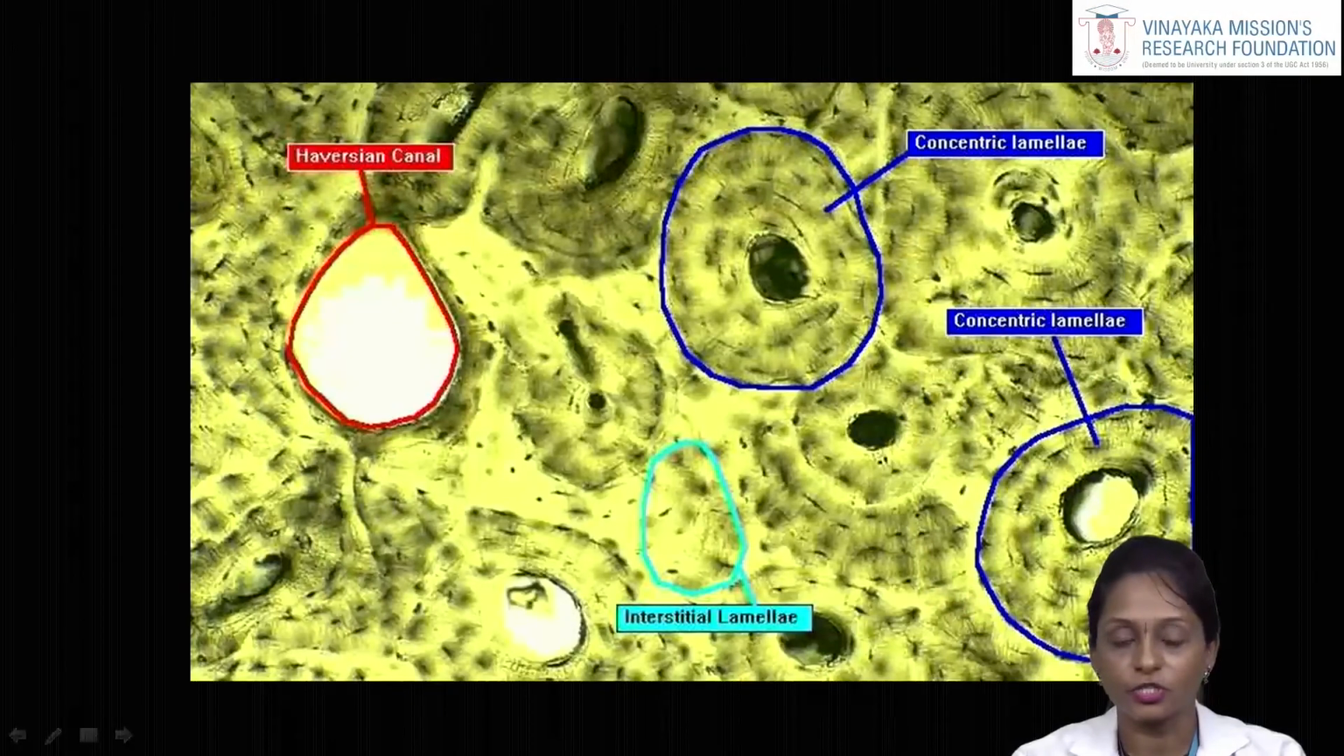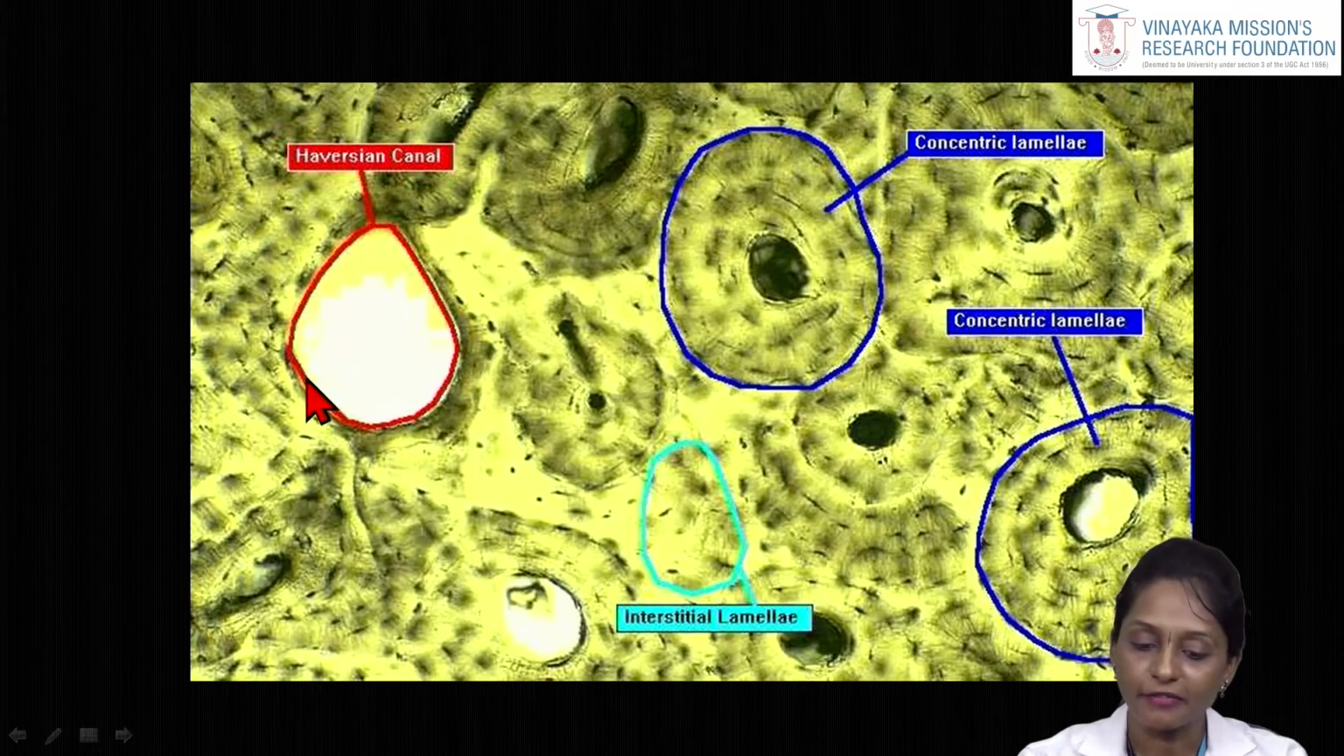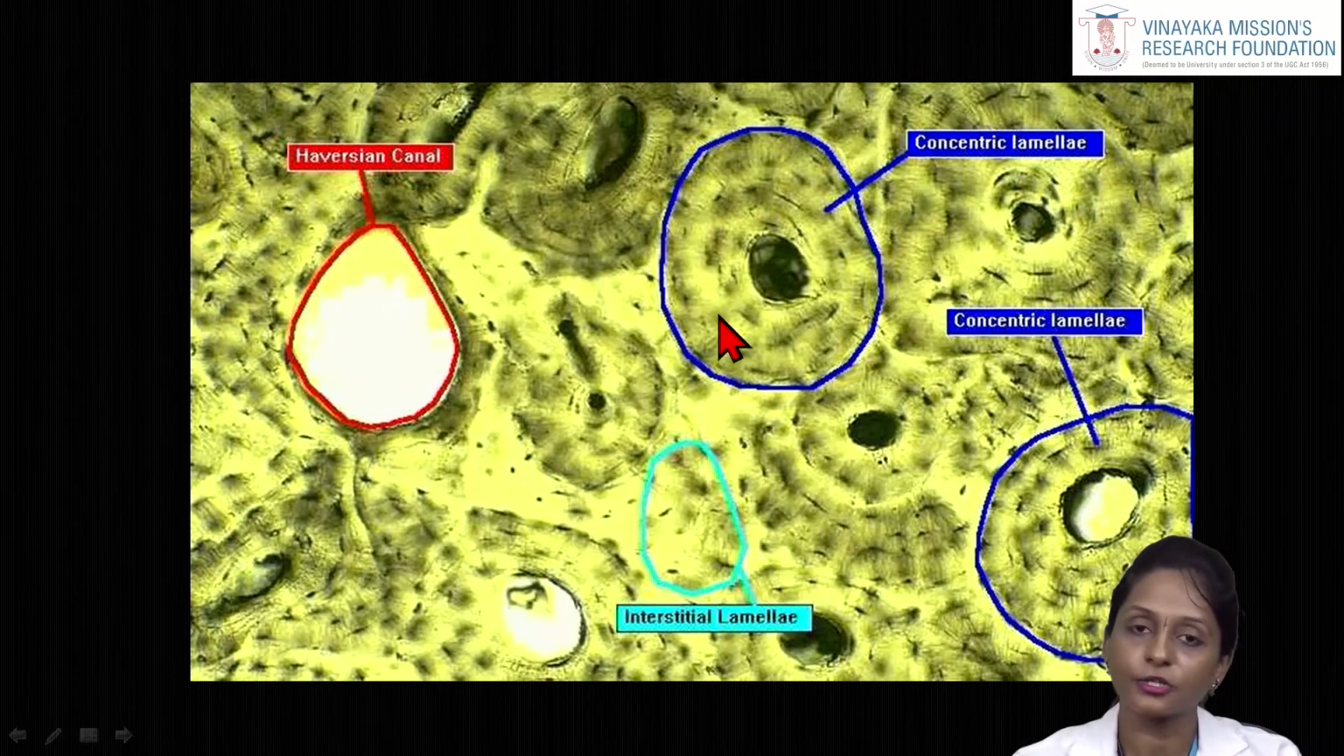Here you can see the bone matrix, with the osteocytes embedded inside. Moving on to the next picture, here you can clearly see the Haversian canal, and here is your concentric lamellae, and there will be a blood vessel inside this concentric lamellae. So here it is the interstitial lamellae.